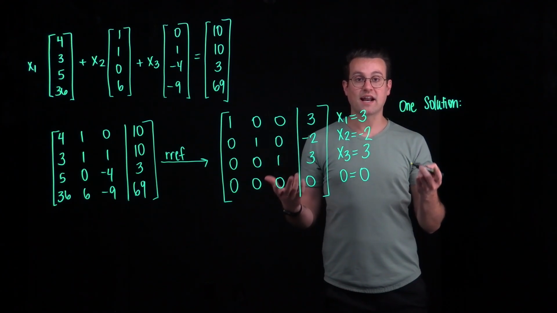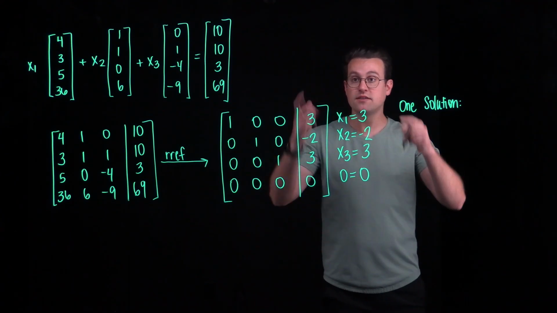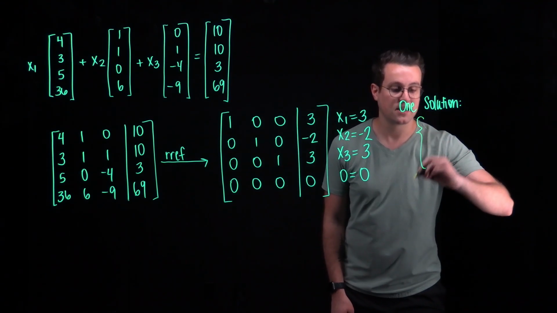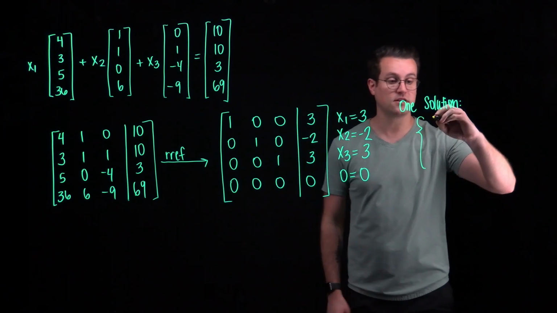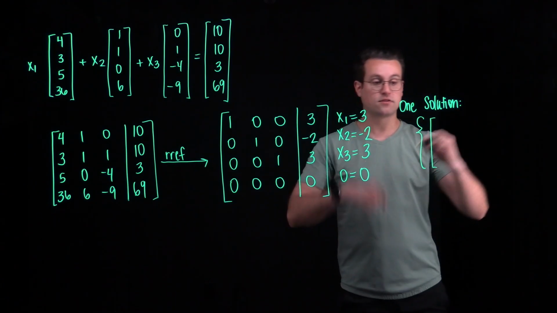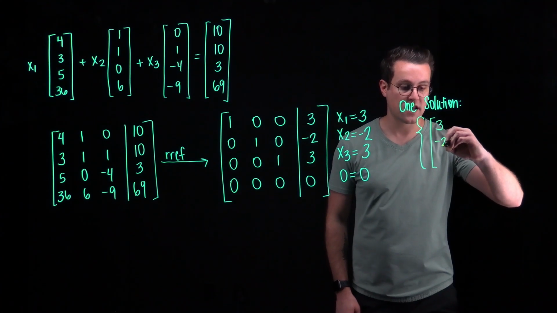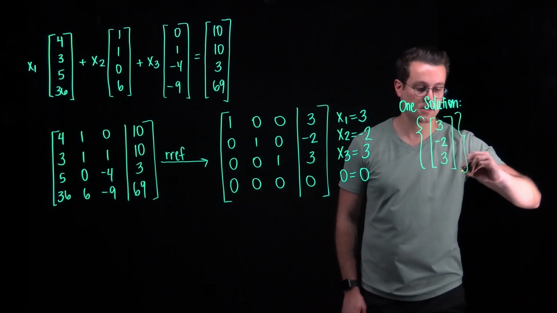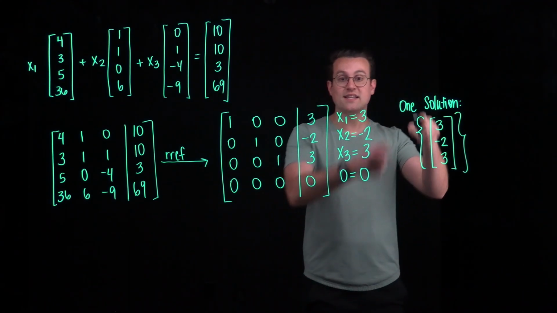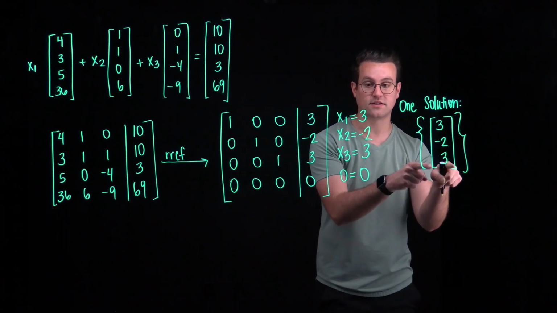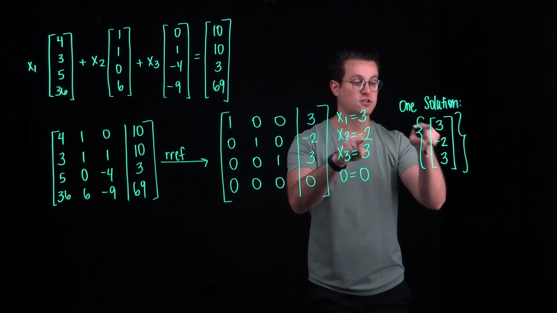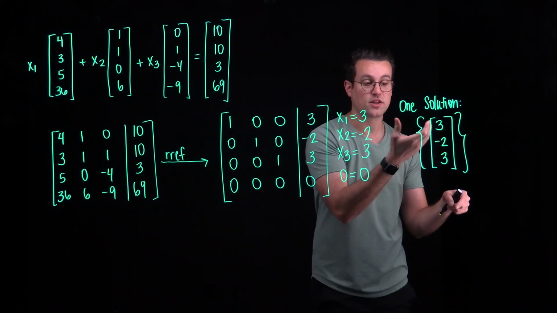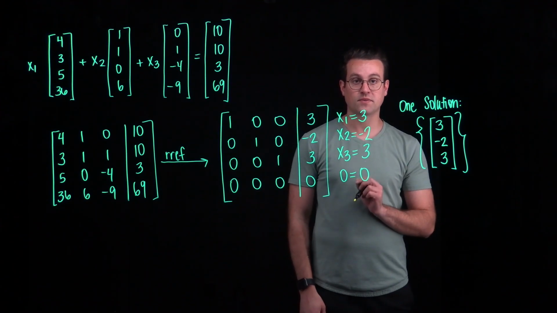Now I want to write that as a vector. So I want to describe the solution using set notation. So I'll have the set containing just one vector with 3, -2, and 3. Okay, so this is the solution set, the set containing this one vector with x1 equals 3, x2 equals -2, and x3 equals 3. That set with just one thing in it, that is our solution.